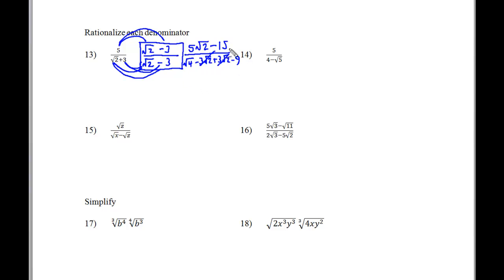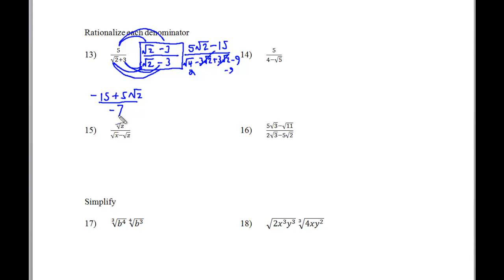So what we have in our numerator is the negative 15, and I want that to be in front of the radical, which is plus 5 square roots of 2. And then in our denominator, the square root of 4, which is 2, minus 9, and 2 minus 9 is negative 7. And that right there is your answer.